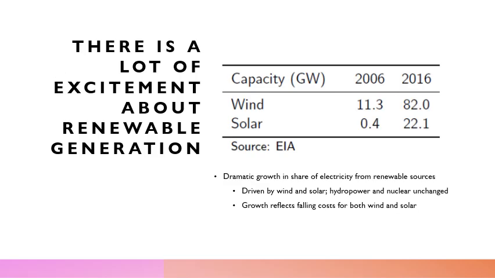There's a lot of excitement about renewable generation. This little figure shows capacity in gigawatts for wind from 2006 to 2016. You can see it's increased substantially. For solar, also from 2006 to 2016, capacity has increased substantially. There's dramatic growth in the share of electricity from renewable sources. So what matters is not the actual capacity increase, but the share of renewables on the grid. And we'll talk about why that matters in a moment.